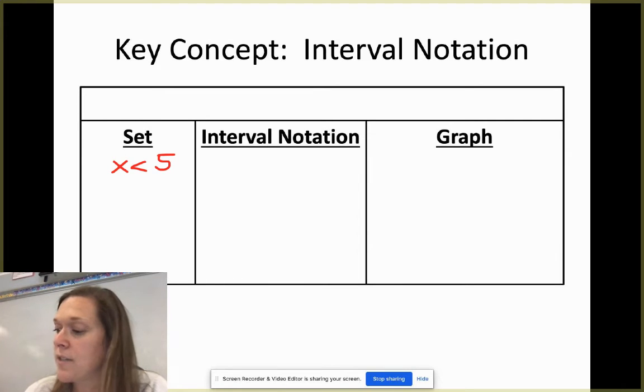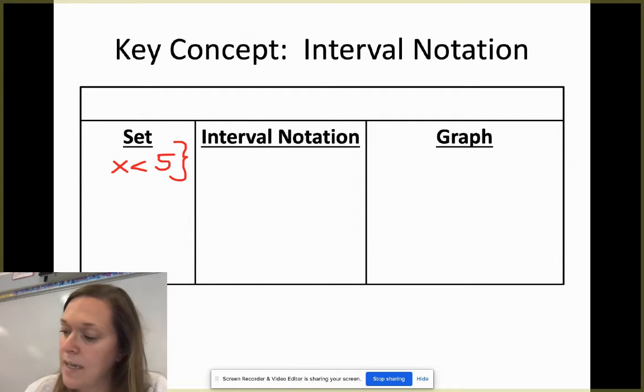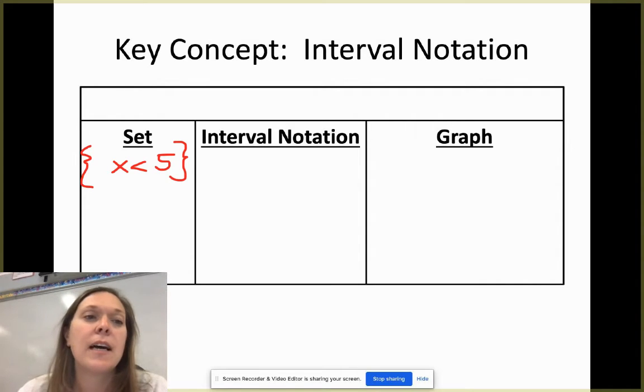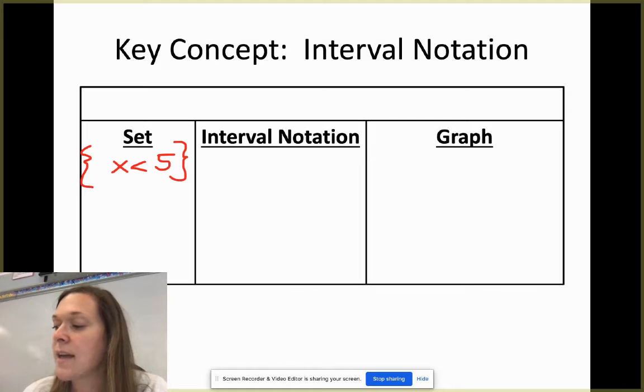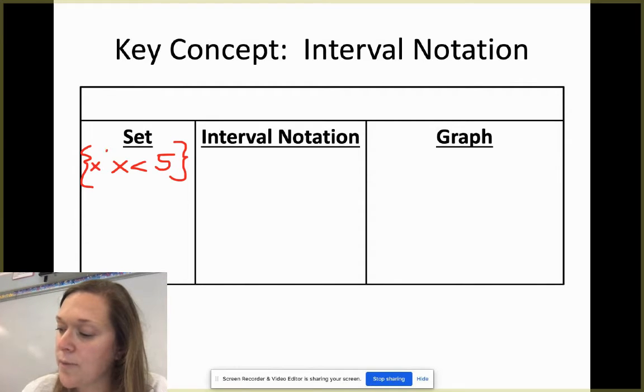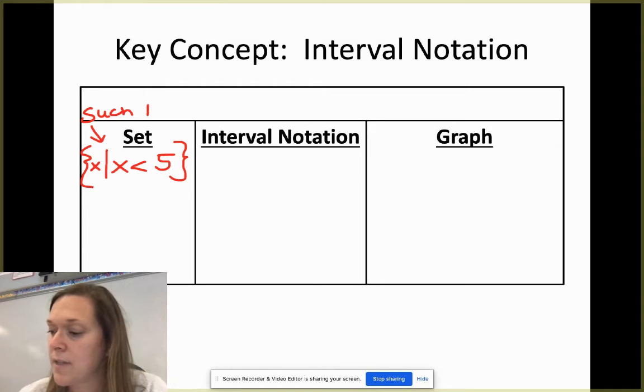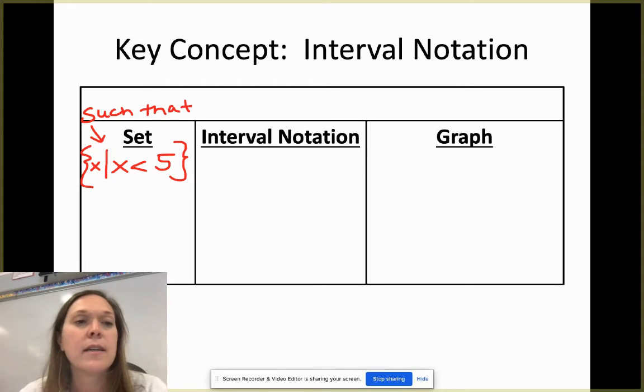So set notation means we need to have those curly braces. Oh, those look pretty good. I'm quite impressed with myself. But it's not just the set of x less than 5. It's x, and then we put this vertical bar here. And that vertical bar stands for the words "such that." So if I were to read this notation out in words, I would say all values of x such that x is less than 5.